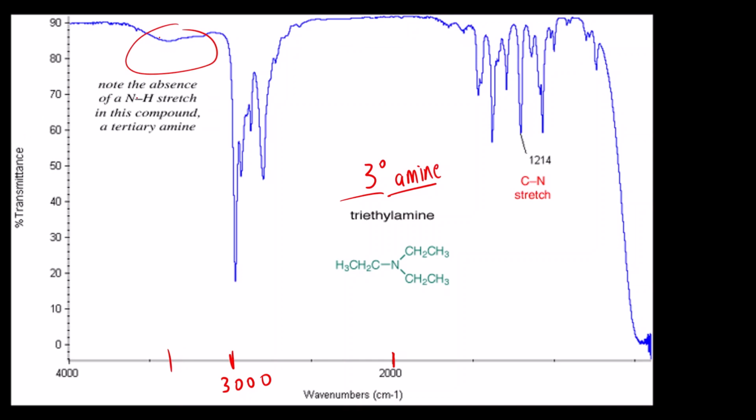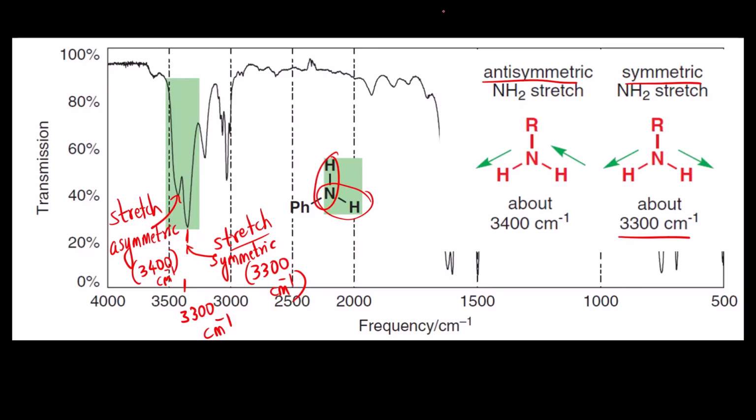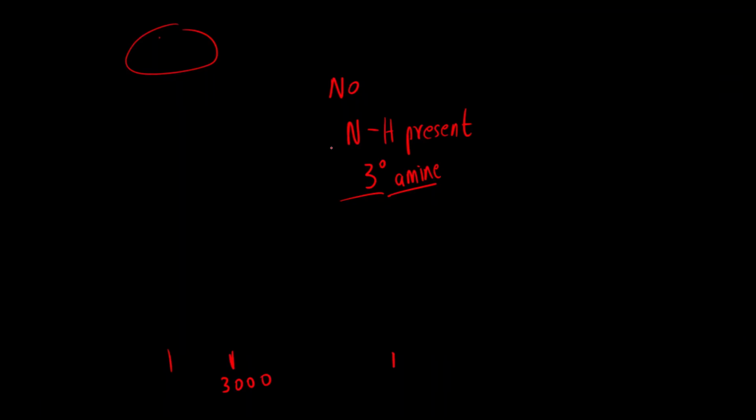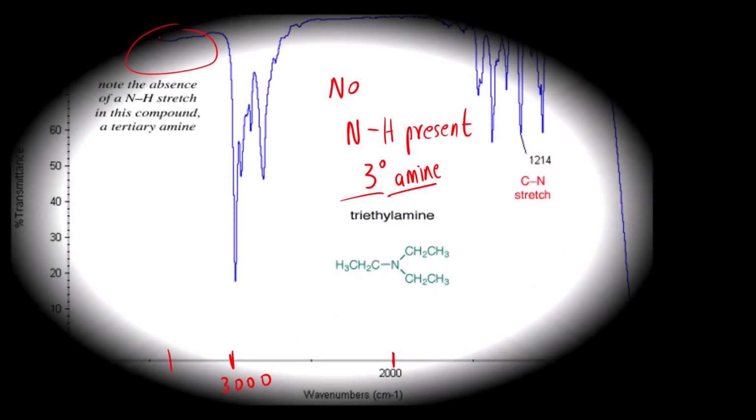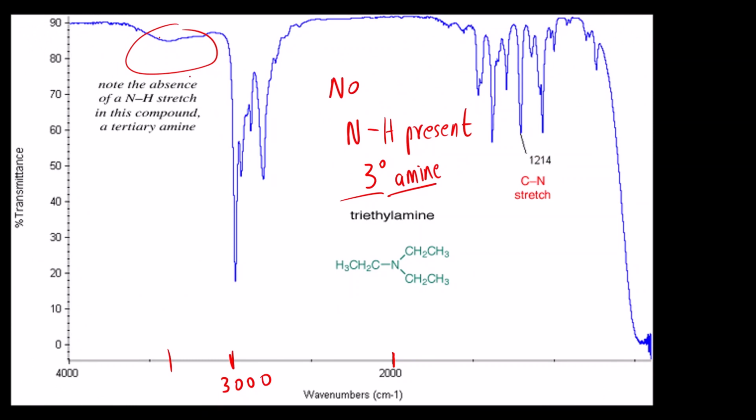Why? That is the question. Why can you not see any peak? Because there is no NH bond present. We saw that in primary and secondary amines, these peaks were for the NH bond. NH bond is absent, so how will you see the peaks? So for tertiary amine, there is no peak here.